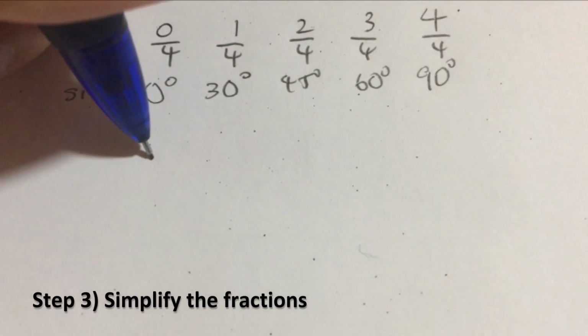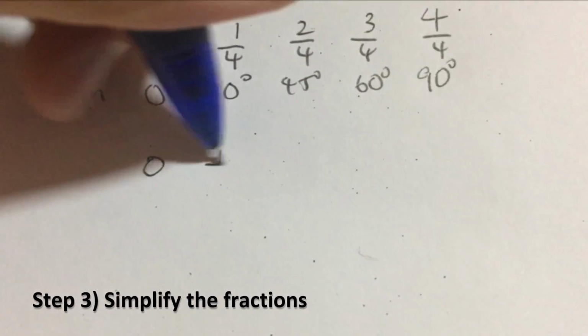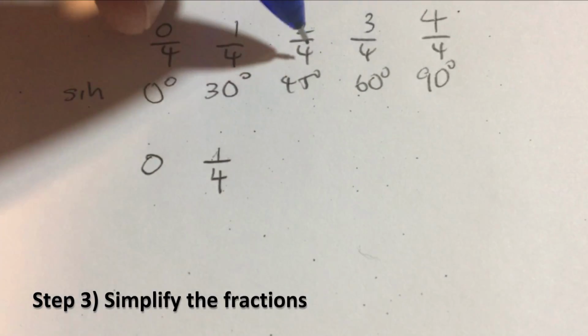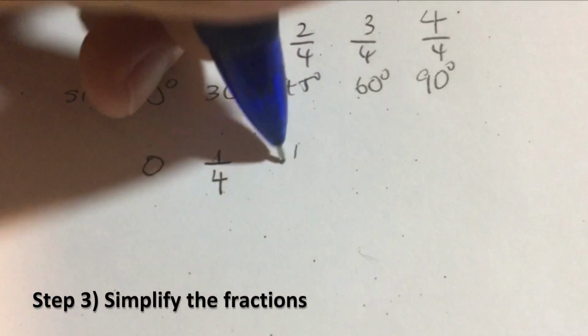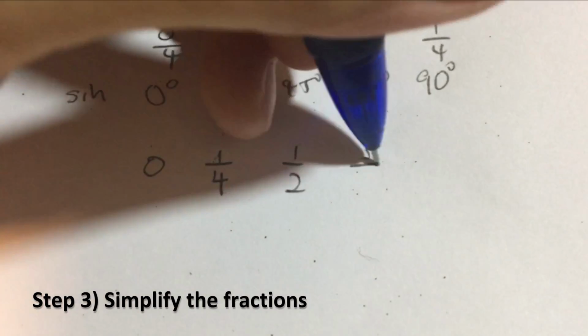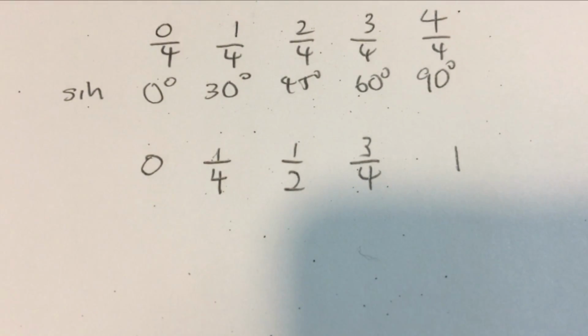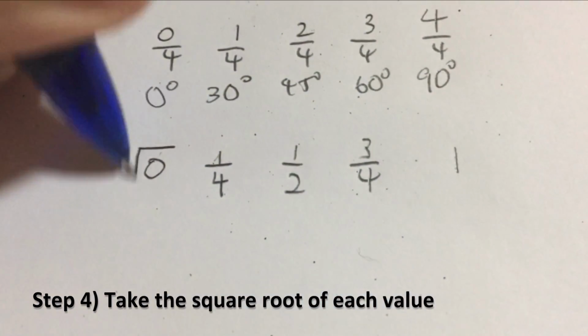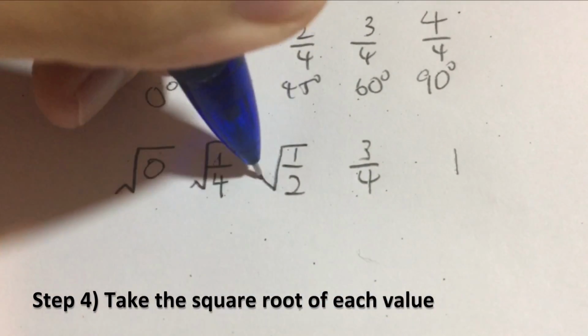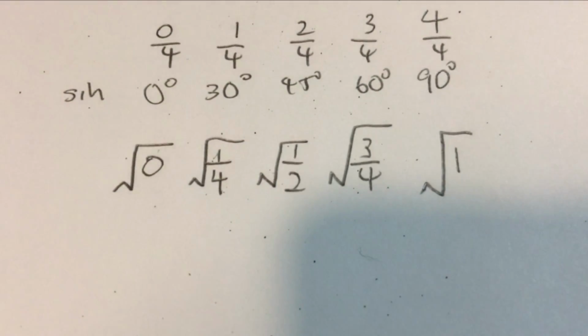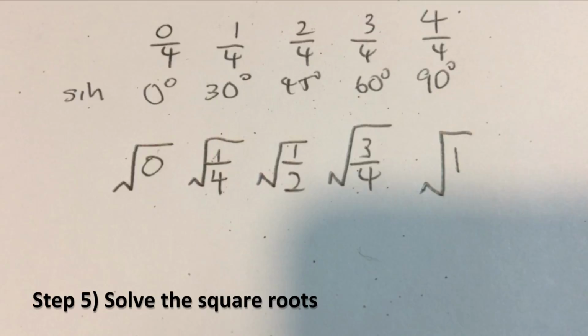We know that 0 divided by 4 is 0. For sine 30 it is 1/4. For this one, if I simplify, it is half, and 60 is 3/4, while 90 is just 1. Now the next thing you do is take the square root of each number. So you take the square root of all the numbers down here, and last but not least, you solve the square roots.